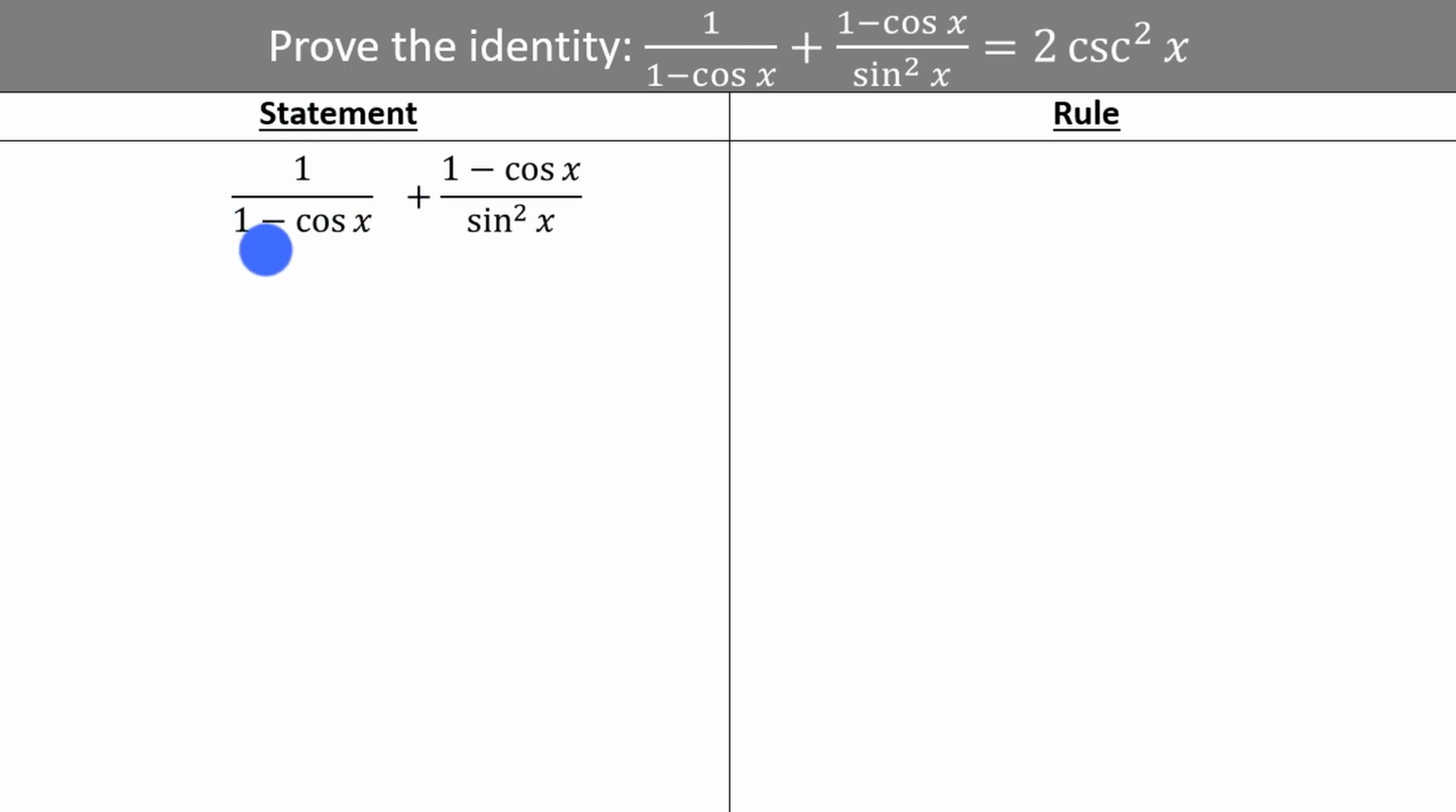If none of that makes sense, don't worry. Now I'm going to work through exactly what I just described to show you what I mean. If I multiply by the conjugate of the denominator over itself, I will be multiplying by 1 plus cosine of x divided by 1 plus cosine of x.